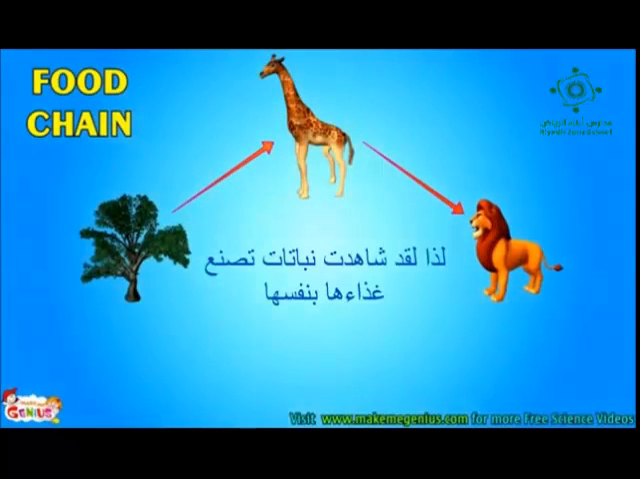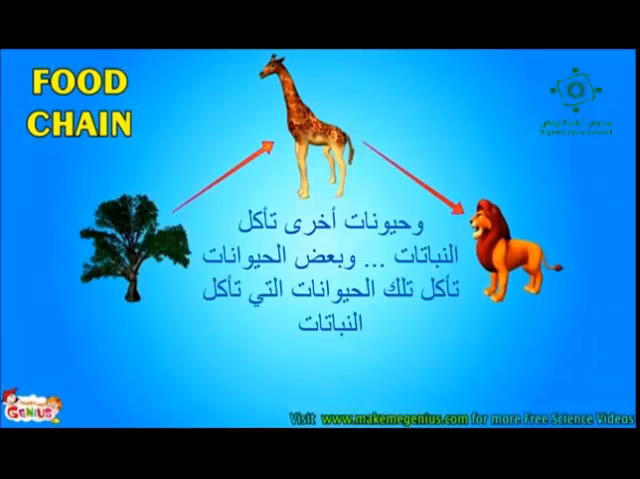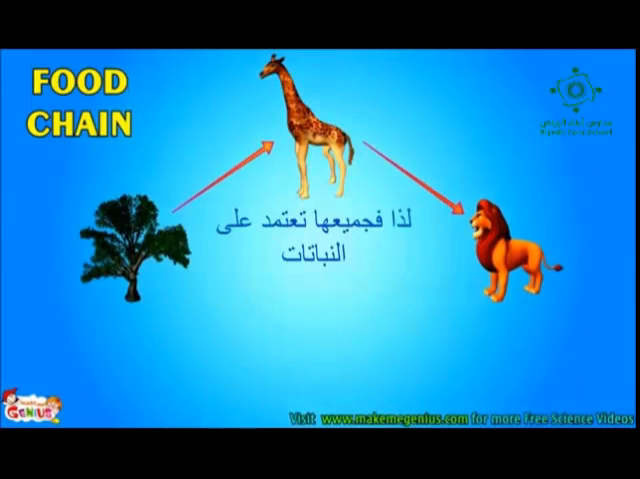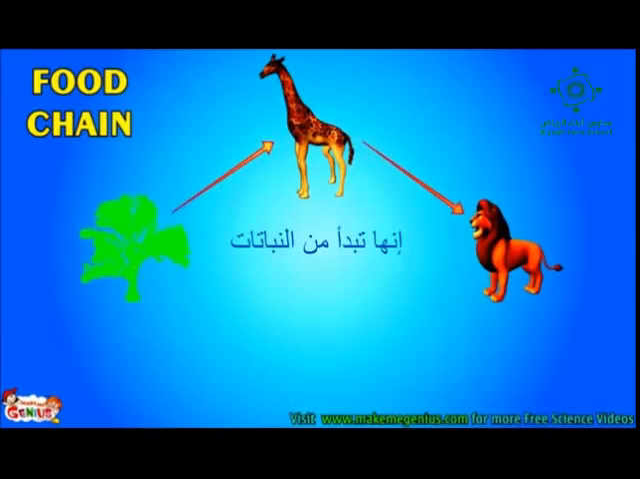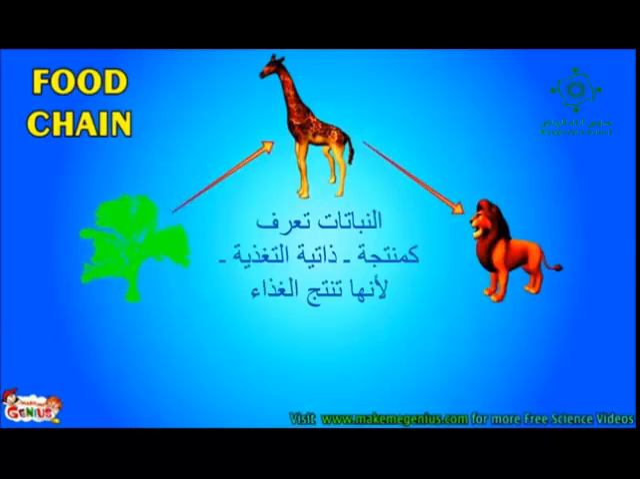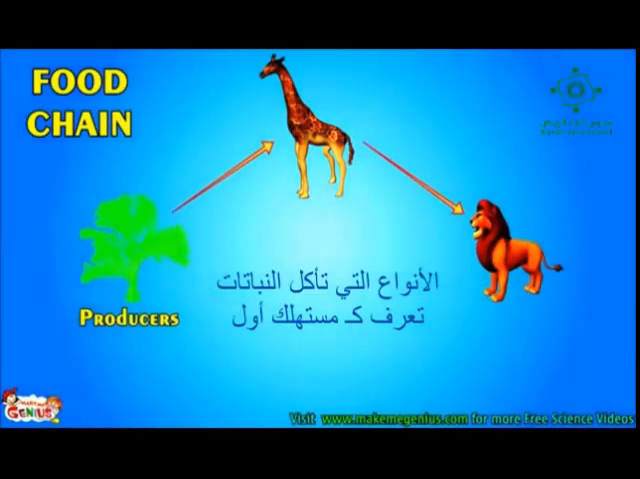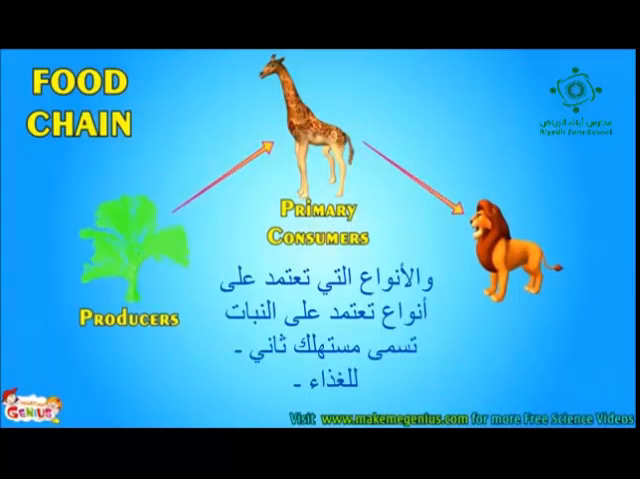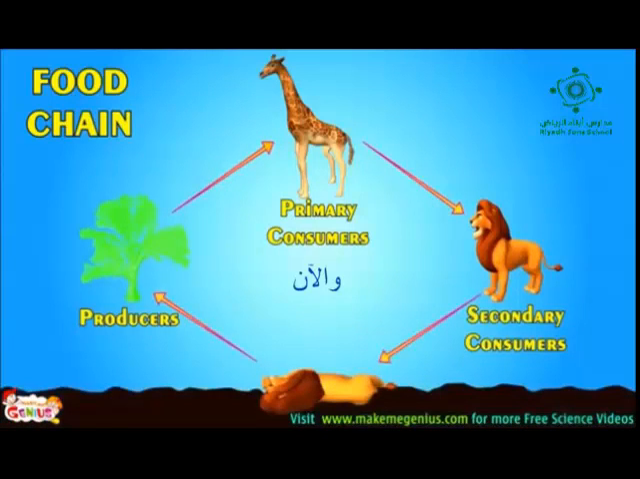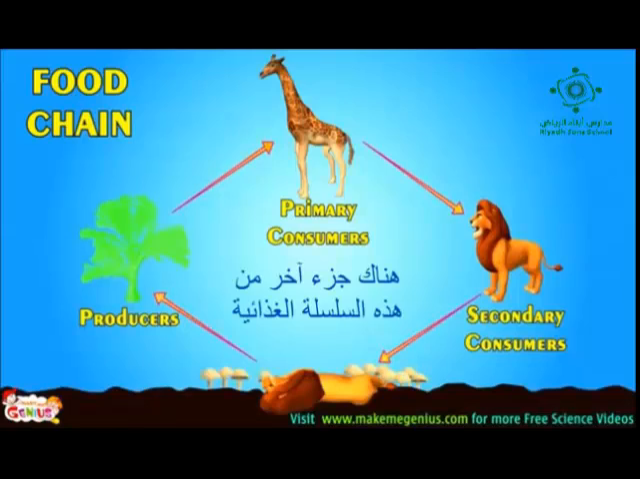So you have seen plants make their own food. Other animals eat plants, and some other animals eat those animals who eat plants. So all are dependent on plants. This is also called a food chain. It starts from plants. In a food chain, plants are known as producers as they produce food. The species who eat plants are called primary consumers, and the species who eat species dependent on plants are called secondary consumers.